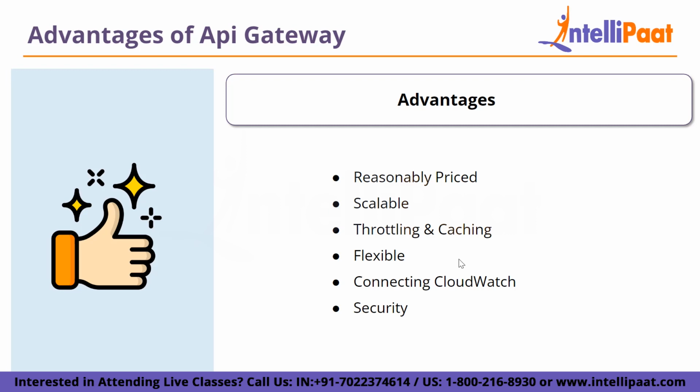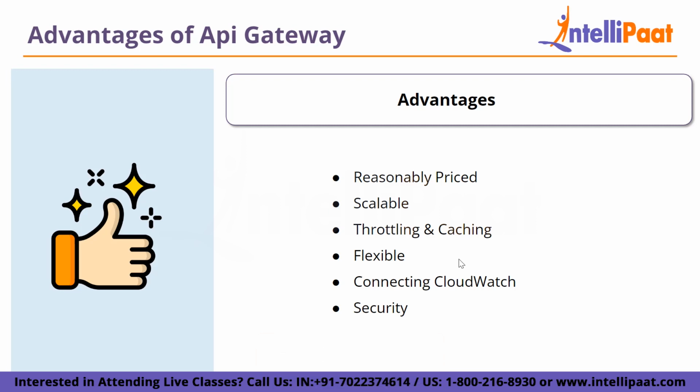Second, it is scalable. You do not need to be concerned about EC2 services or auto-scaling groups responding to the API requests. API Gateway automatically scales. Next is throttling and caching.